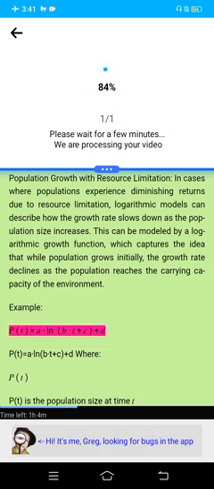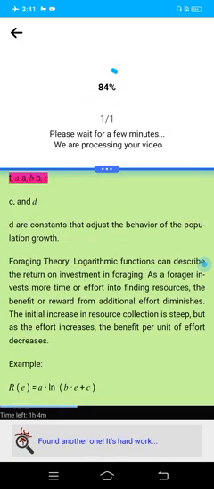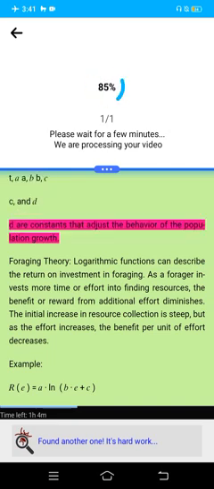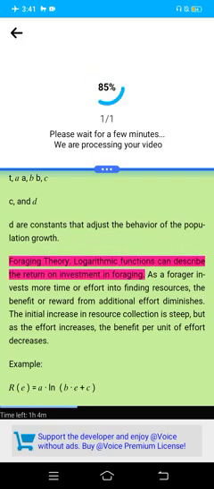Example. P(t) equals a · ln(b · t + c) + d, where P(t) is the population size at time t. a, b, c, and d are constants that adjust the behavior of the population growth. Foraging theory. Logarithmic functions can describe the return on investment in foraging.